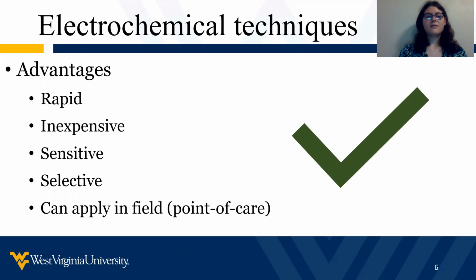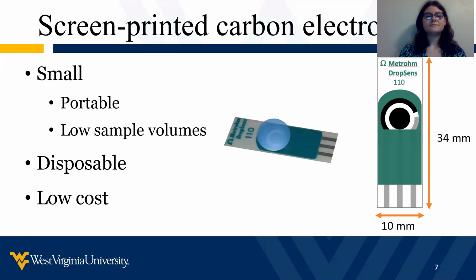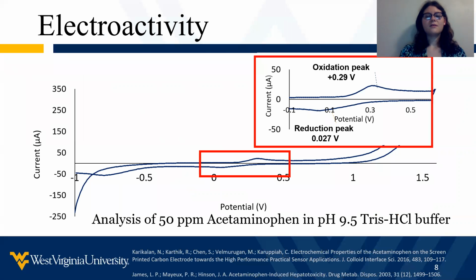Electrochemical techniques are ideal for screening methods due to multiple advantages. They tend to be faster and less expensive than traditional analytical techniques. They can still be sensitive and selective, and they can be applied in the field, so where the patient is or where we found the suspicious powder or where we took a water sample. Finally, we use screen-printed carbon electrodes for this work because they are small, which makes them portable and allows them to work well with small samples. They are also disposable and especially low cost.